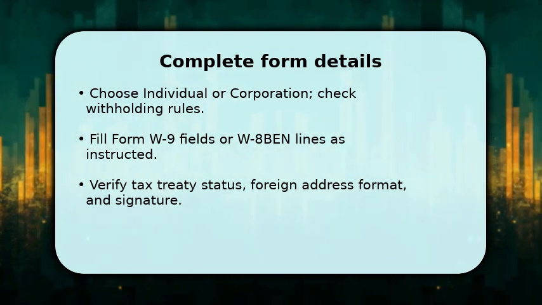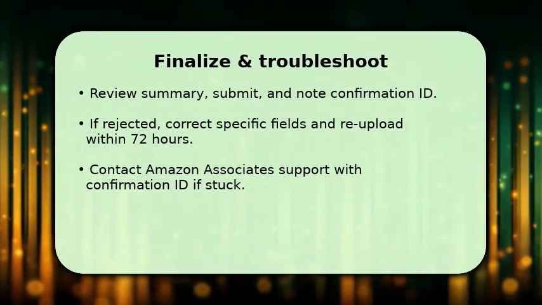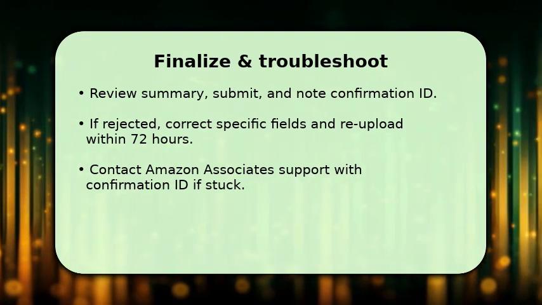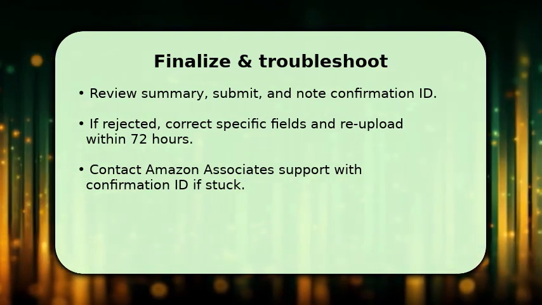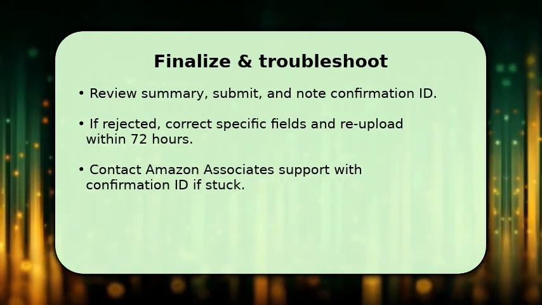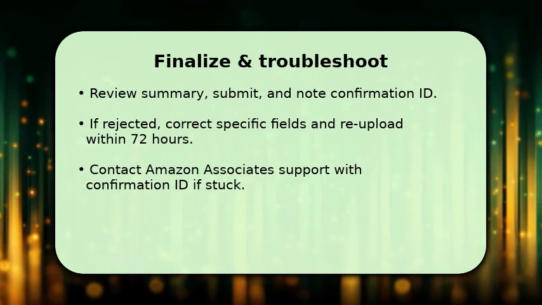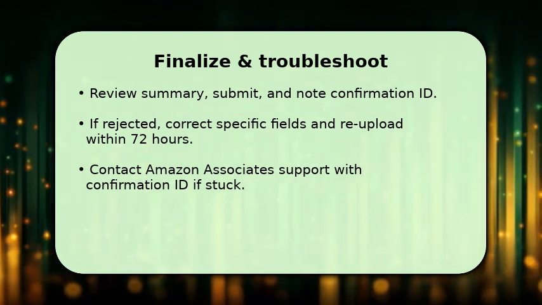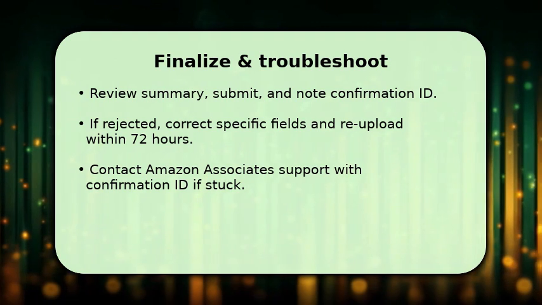To finish, review the summary page and submit. Record the confirmation ID shown so you can trace the submission. Once submitted, Amazon validates the data. Expect either immediate acceptance or a request for correction. If rejected, correct only the flagged fields and resubmit promptly.